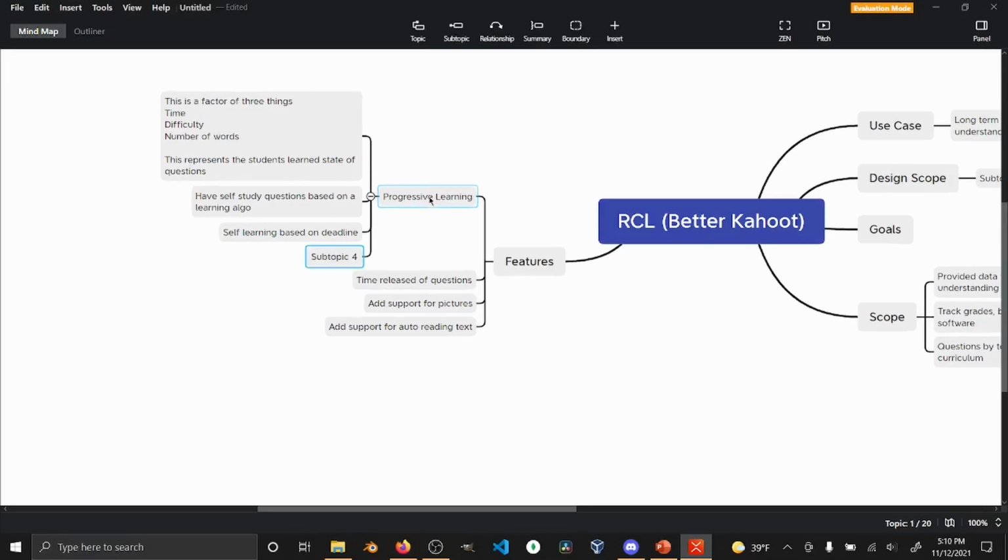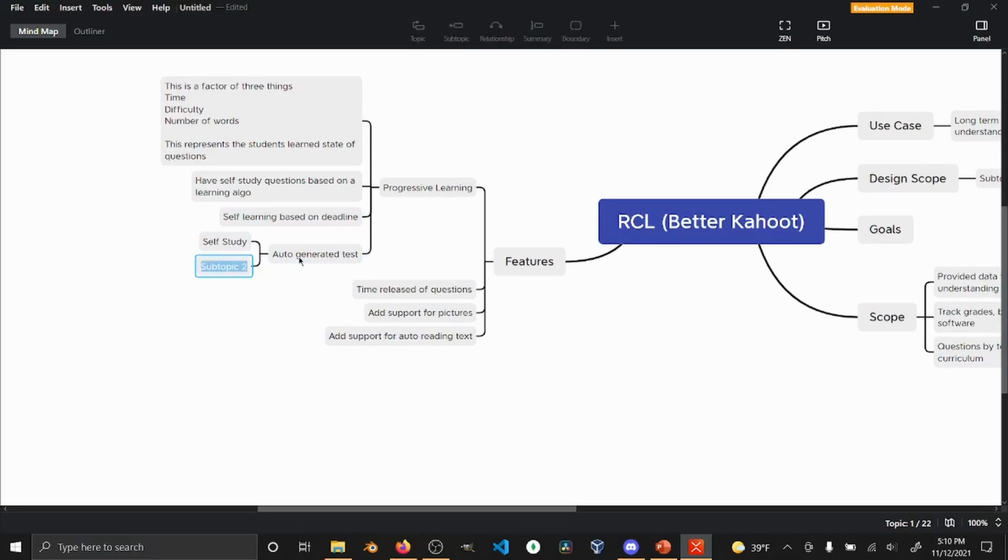So over here, progressive learning we need, because we've already talked about it, is auto-generated test. And we're going to put this down and give this another subtopic to self-study. And then class generated.